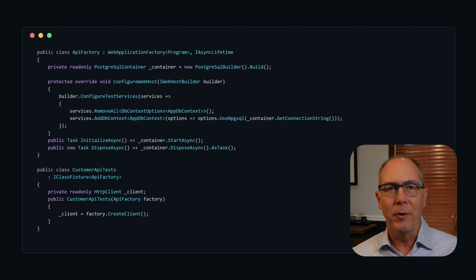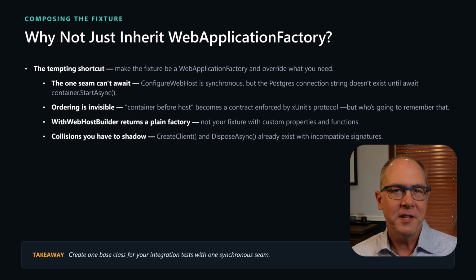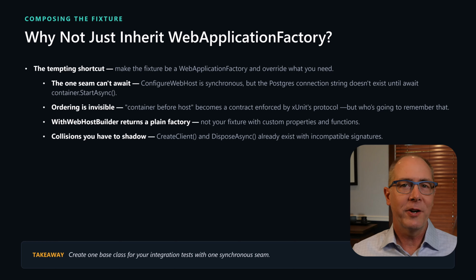And at some point, it calls ConfigureWebHost, where it can grab the connection string from the container and use it to configure the app's DbContext. So far, so good. Everything actually works just fine. It does get a little bit interesting here because xUnit has its own DisposeAsync, and the WebApplicationFactory also has a DisposeAsync, and that's why you see that new keyword. It's just being hidden. So why not just inherit from the WebApplicationFactory directly?